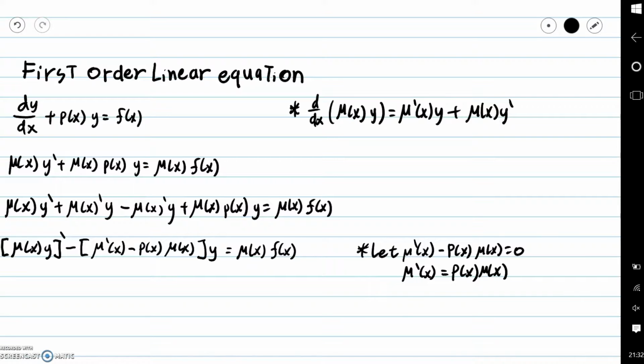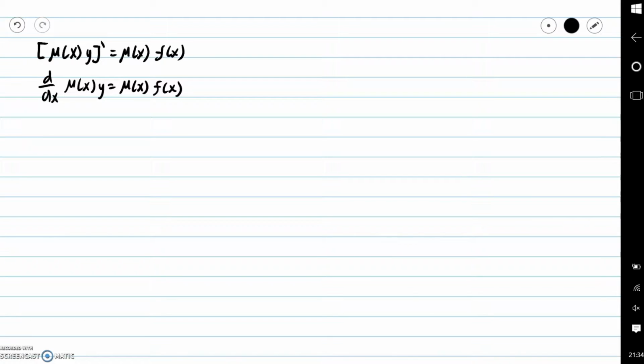By separating the mu(x) with the p(x) and completing the rest of the function, the final form should be mu(x) equals e to the power of the integral of p(x) dx. Back to the function, the derivative of mu(x)y equals mu(x)f(x). To undo the differential of mu(x)y, we integrate the other side. Move mu(x) to the other side to have the function of y.